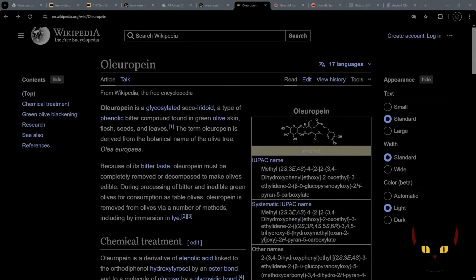The name of the tree is Olea europaea, which is probably where we get olive, and europaea, which is Europe, so European olive. So the Ol is from Olea, and then Europe.